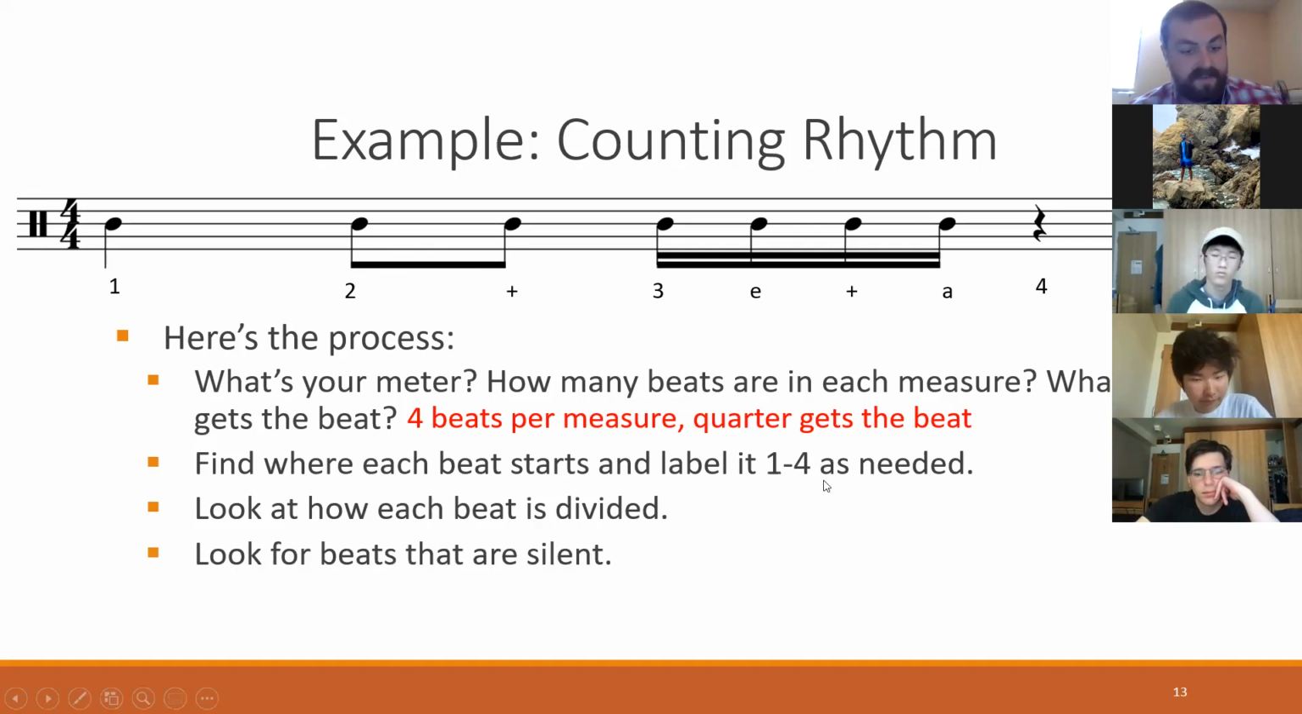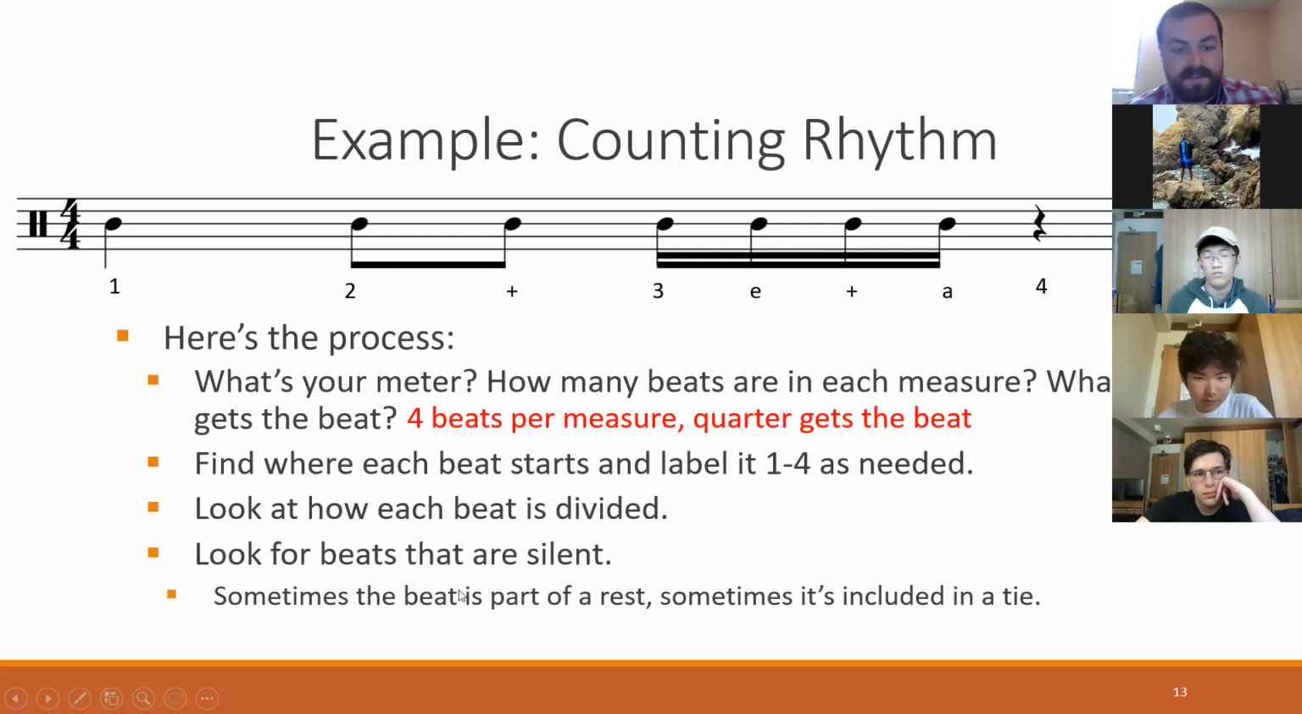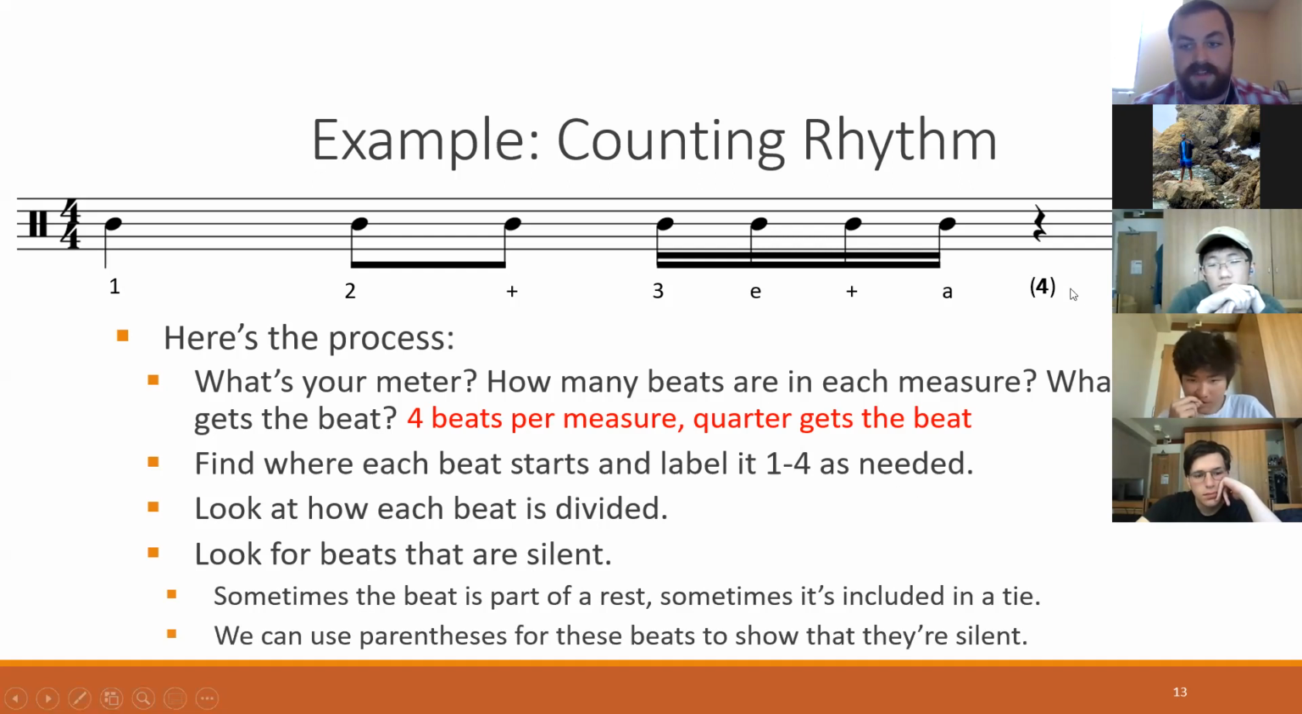Look for beats that are silent. In this case, 4 is silent. And sometimes the beat is part of a rest. Sometimes it's included in a tie. There's many reasons why a beat may be silent, why we might not hear a note that strikes on the beat. So in those situations, we can put the note in parentheses to show that it is there, but we just don't hear it. That can help you keep track of where your beats are, especially say you have a rest on beat 2. You don't want to go 1, leave a blank, and then start at 2 again, because that's not 2, that's beat 3. Beat 2 still exists. Beat 4, in this case, still exists. We're just not hearing anything there, if that makes sense. So we can show that with the parentheses.